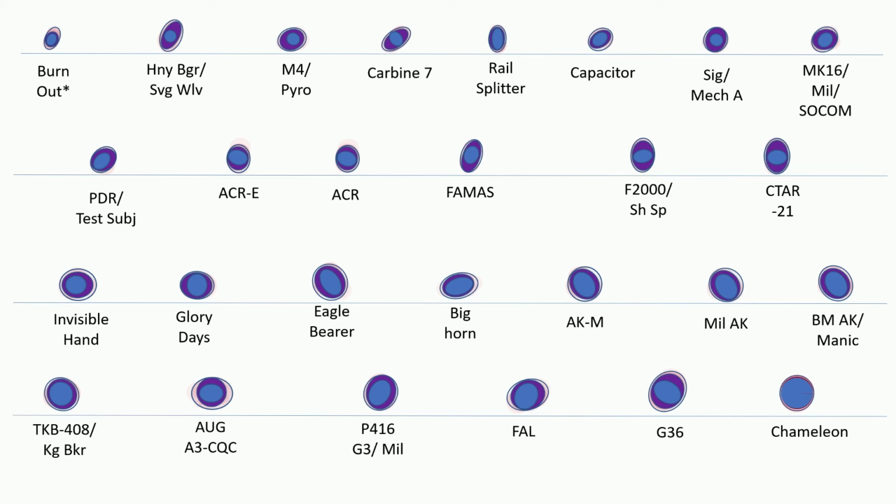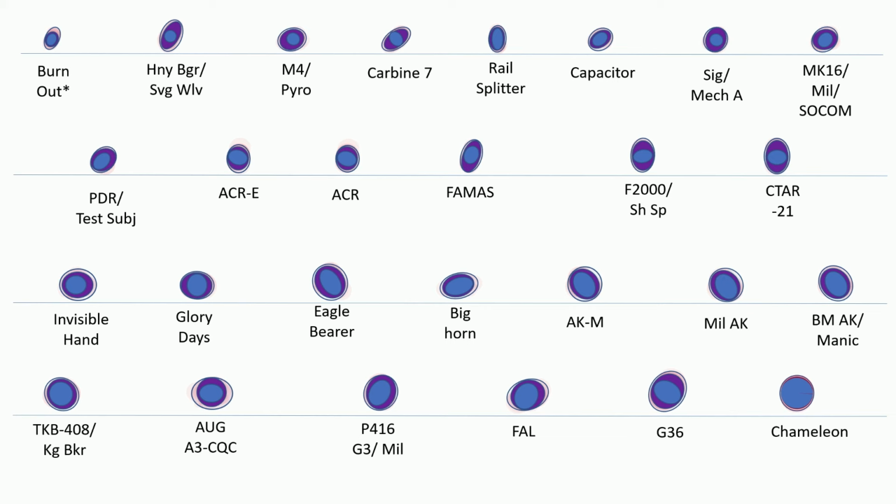Carbine 7. The Rail Splitter took a bit of a dive after the central ellipse was stated. The Rail Splitter being a CTAR variant, another hard pulling, fast firing rifle, but it does have a vertical track, which makes it easier to control. The Capacitor, as you saw in the range, if probabilities go in your favour, is quite an accurate assault rifle.